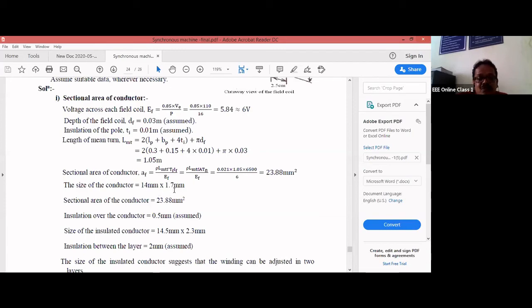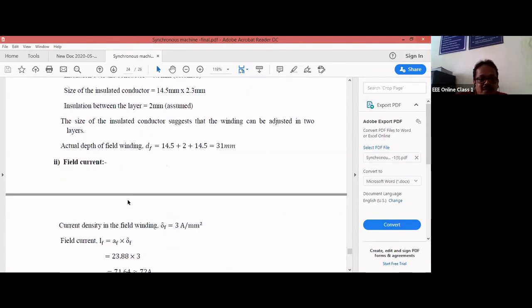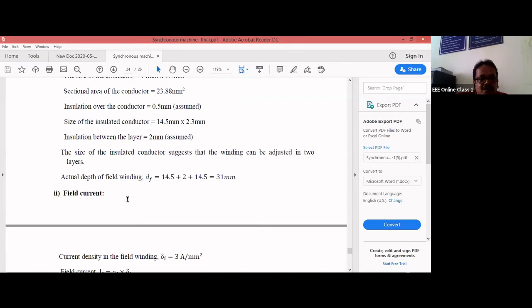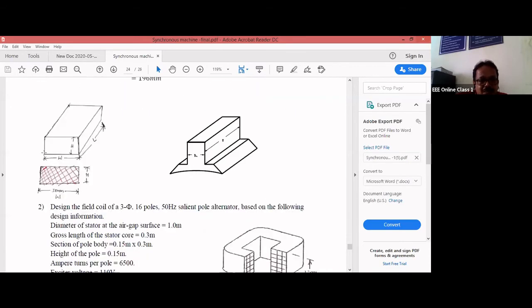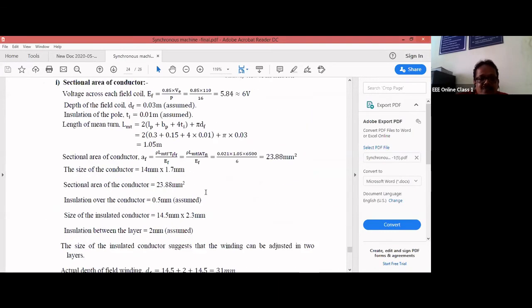The standard size of the conductor will be 14 mm into 1.7. 14 will be the width, and height will be 1.7. So if you multiply 14 mm into 1.7, what do you get? You will get 23.88. You can see here, cross section area will be 23.88. 14 width wise, 1.7 height wise.